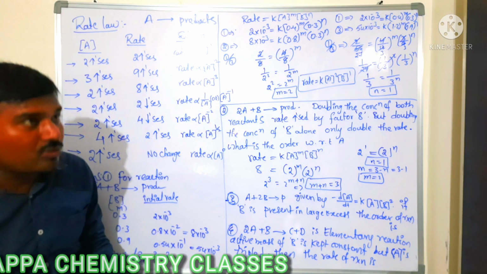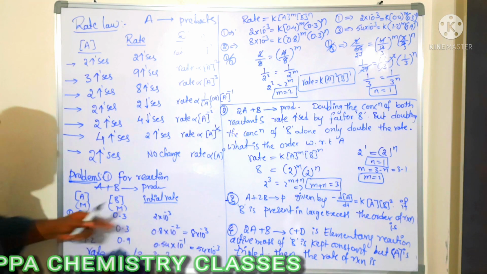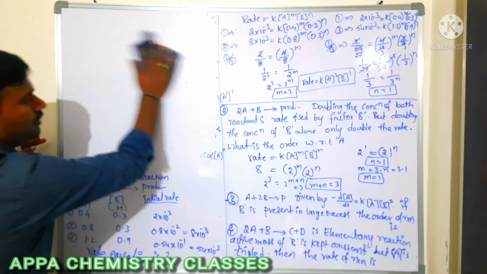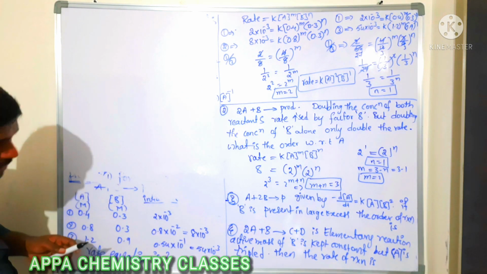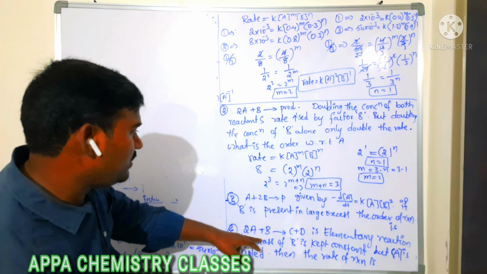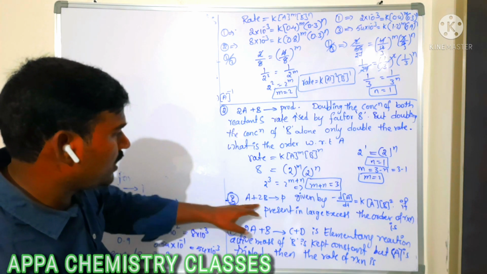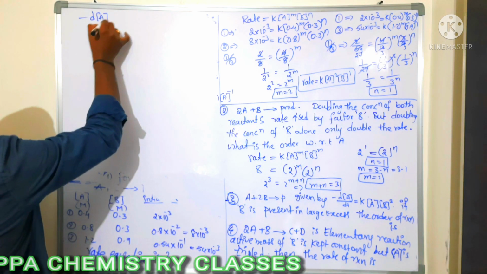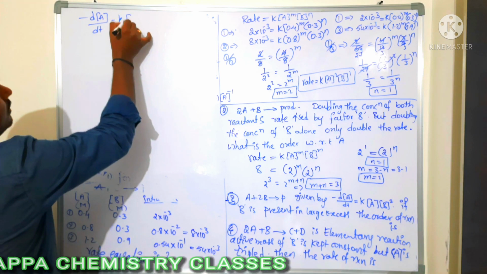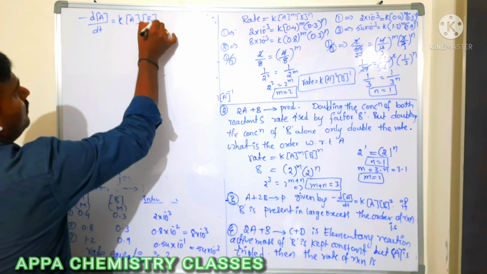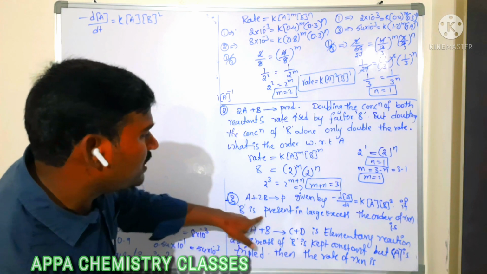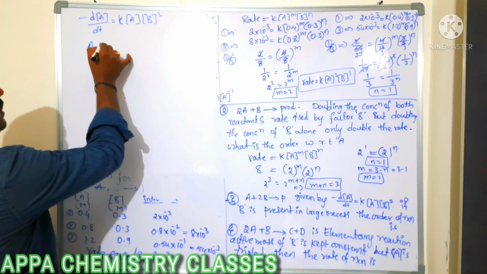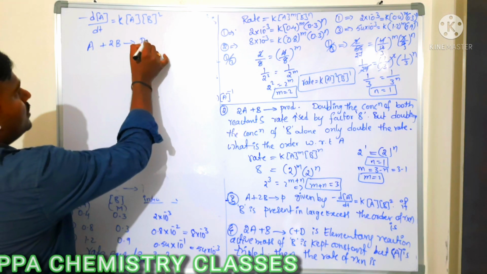Now we can do one more question here. So here it is in the bottom. Now you can see that question, what they are saying in this question, 2A plus B, A plus 2B, given by rate expression, they only gave minus d[A]/dt is equal to k into concentration of A into B power 2. Rate they gave. If B is present in large excess, the order of the reaction is, now what is the reaction, A plus 2B gives rise to product.